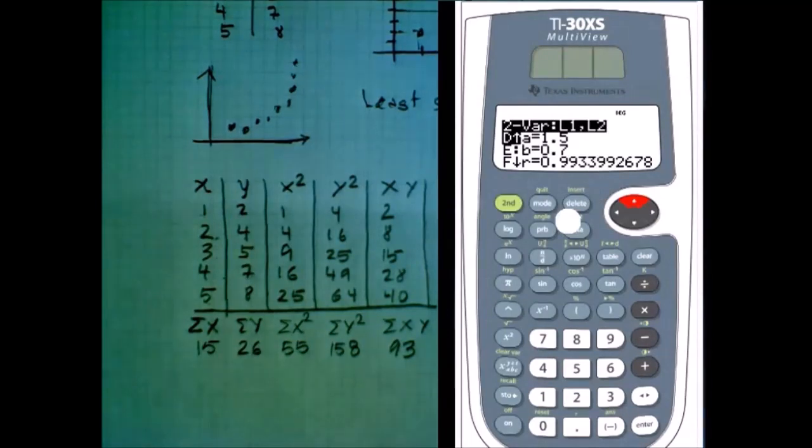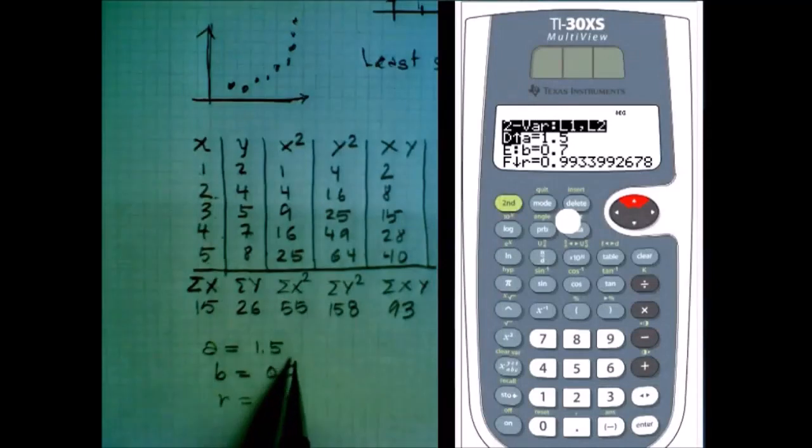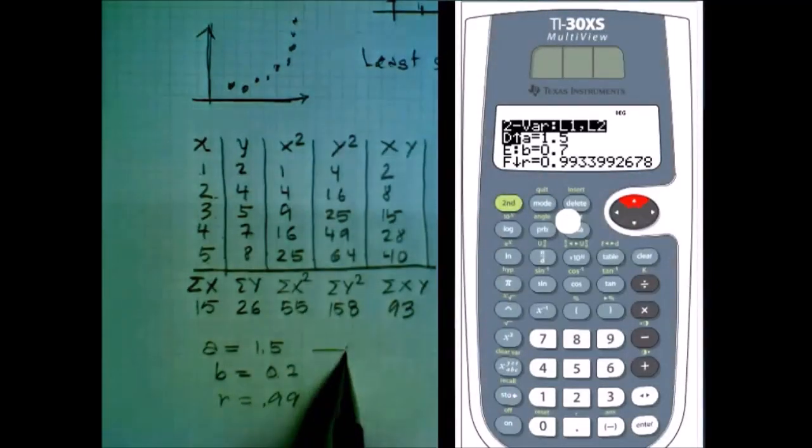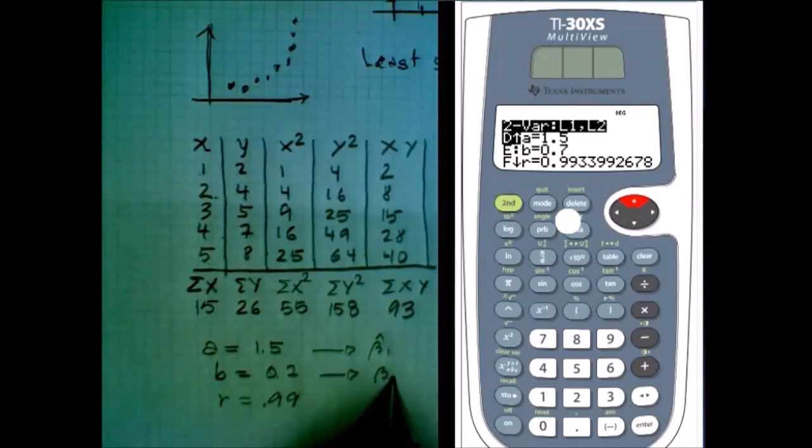Okay, the calculator gave us A is equal to 1.5, B is equal to 0.7, and R is equal to 0.99 and a whole bunch of other decimals. Okay. Now, you will see that what the calculator calls A is the slope. The calculator is giving you A is equal to 0.7, and that is what we have been calling beta 1 hat. And what the calculator calls B is what we have been calling beta 0 hat. And R is what we will define later as the coefficient of correlation.